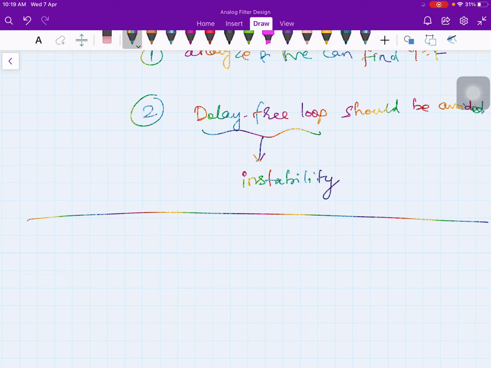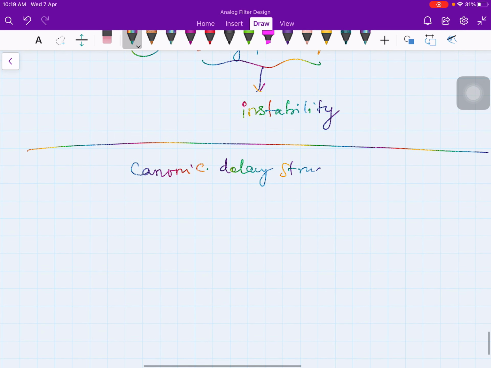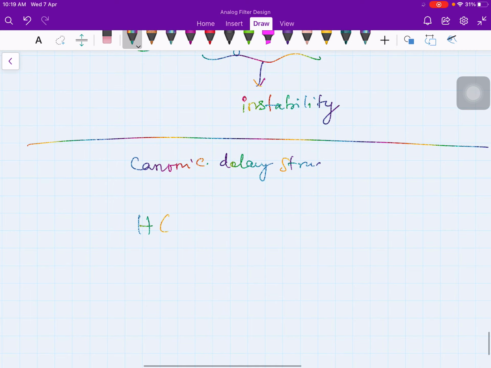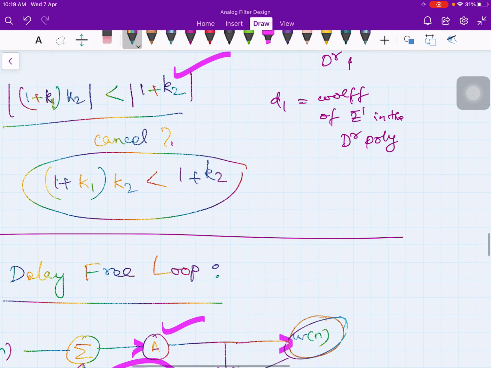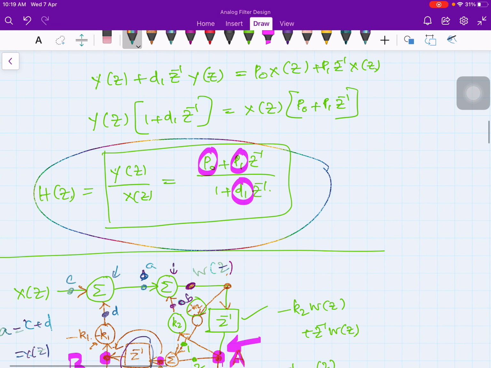Okay, now you consider the question of canonical delay structure and canonical multiplier. So in the very first example that we took, it was not in the canonic form in terms of delay, right? So what is H of z? H of z was p0 plus p1 z inverse. This is the first example that we took. If you go back, you can see this one. Okay, I'm going to write down this again. P0 plus P1 z inverse divided by 1 plus D1 z inverse.